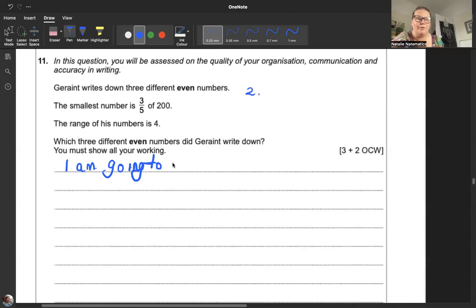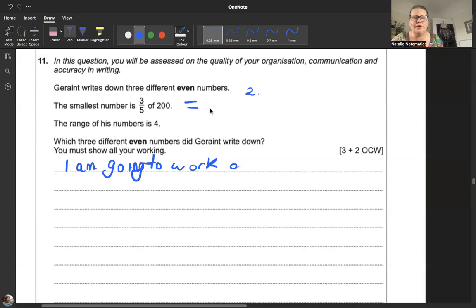I am going to work out the smallest number. I'll say it out loud. So using my calculator: when we work out 3/5 of a number, we're saying 3/5 of 200. We can use the calculator button, 3/5 times 200, and that's 120. So this number here is 120.